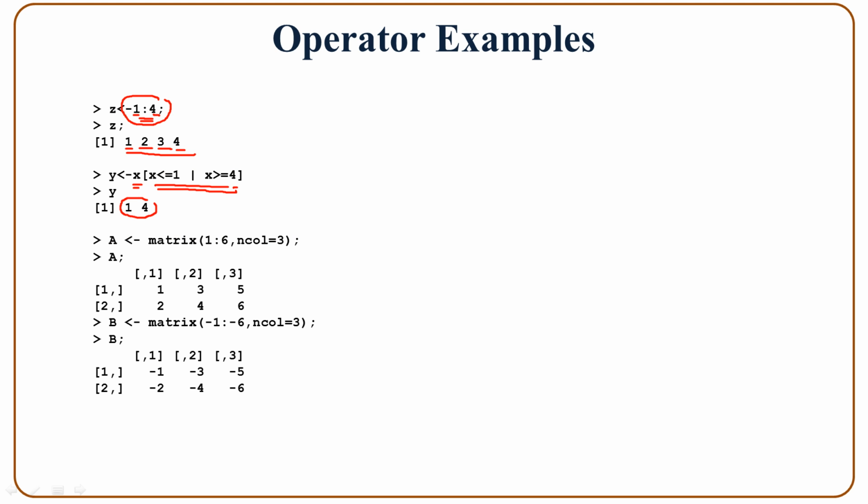You can create a matrix this way. So first you create a vector using the sequence operator, and then you tell the function that you want 3 columns, and it creates a matrix for you with 3 columns and 2 rows. This is another way, and in this example you create a matrix with negative values in the elements.